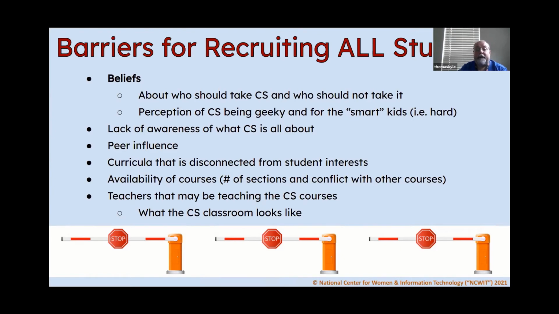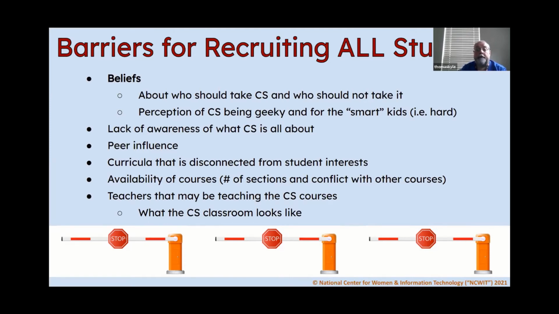The next thing is peer influence. Many kids, and I'm sure Ruth can speak to this, take the classes their friends are taking. They're not leaders, they are followers, and they would think about taking a class like this, but nobody in their group is taking it, so they don't want to.